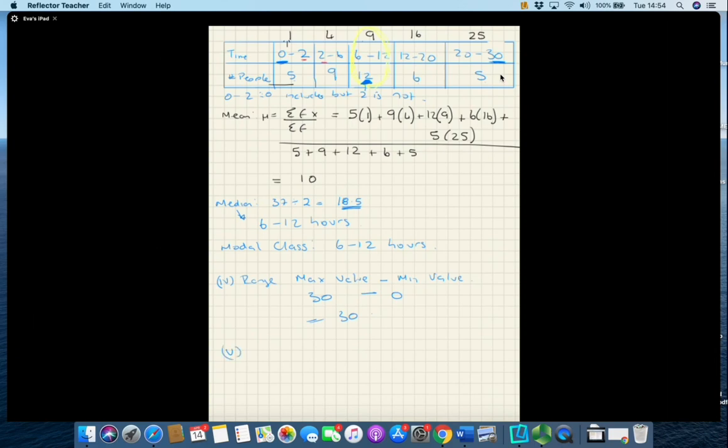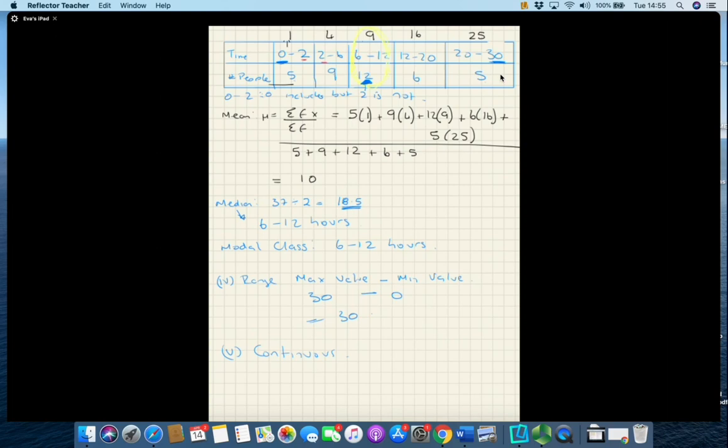Okay, and then the last question said, is the data discrete or continuous? Well, it's continuous data because they could spend any length of time between 0 and 30 hours watching television, not in set steps, but in any value at all. So it's continuous data. Okay, so that's how you work a frequency distribution table.